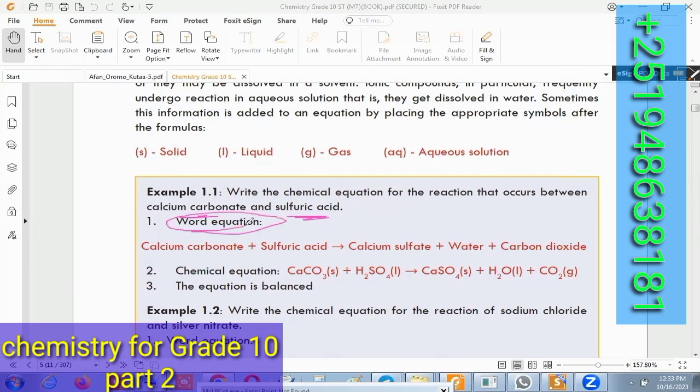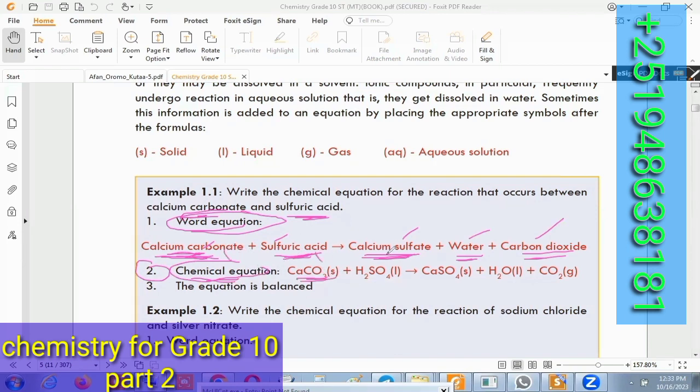First of all we write the word equation. The reactants are calcium carbonate and sulfuric acid, and the products are calcium sulfate, water, and carbon dioxide. Then the next step is step number 2, which is what?